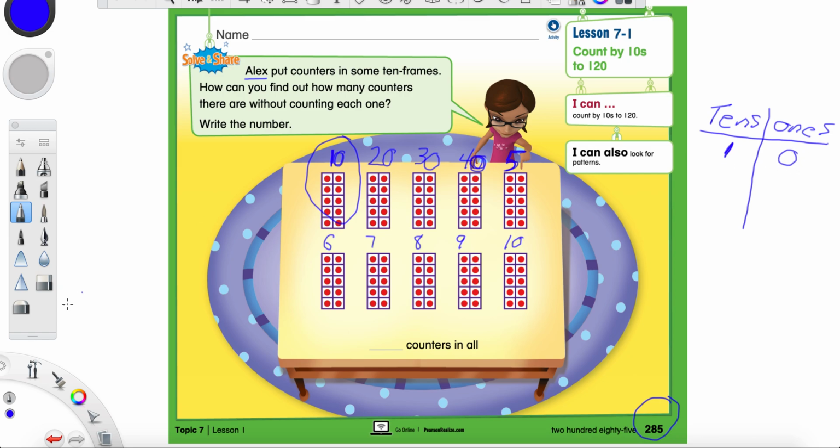That's all we're saying. And if we go back and look at these 3 10 frames, well, if you have 3 sets of 10, we have 3 tens. Do we have any 1s off to the side? No. So we have 0 1s, and that makes the number 30. That's all we're really doing.